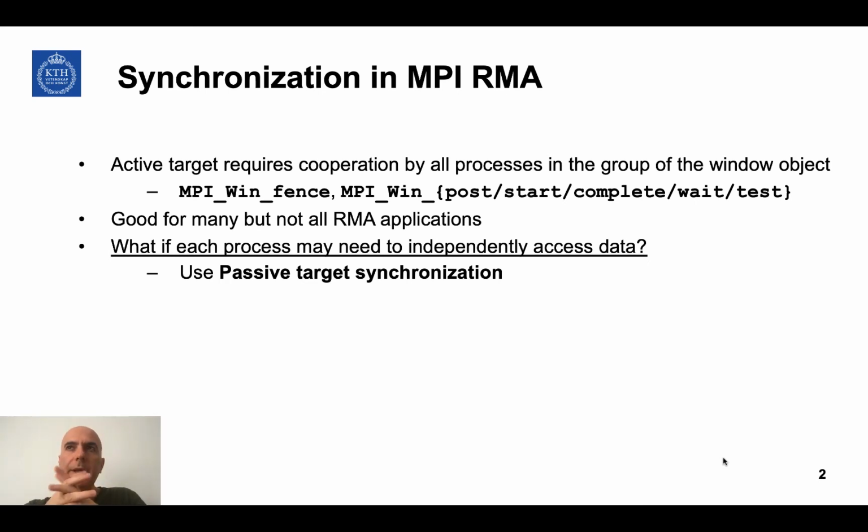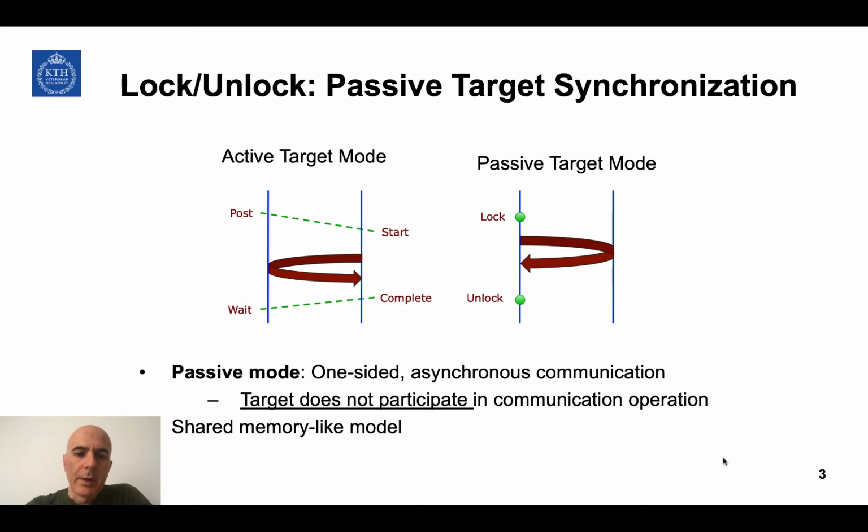So the question here is, what if each process might need to independently access data? In this case, we are going to use the third method for synchronization, called passive target synchronization. So why is it called passive? Well, it is called passive because the target does not participate in the communication operation.